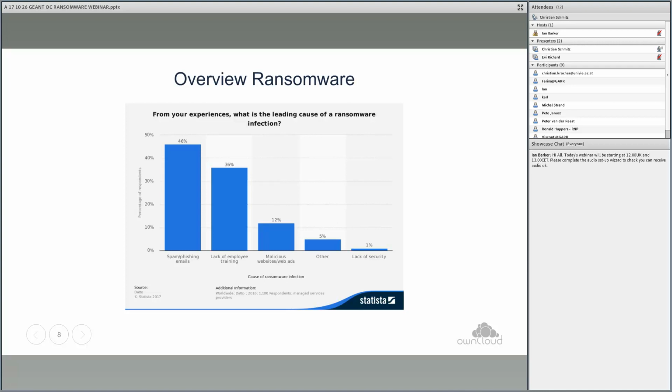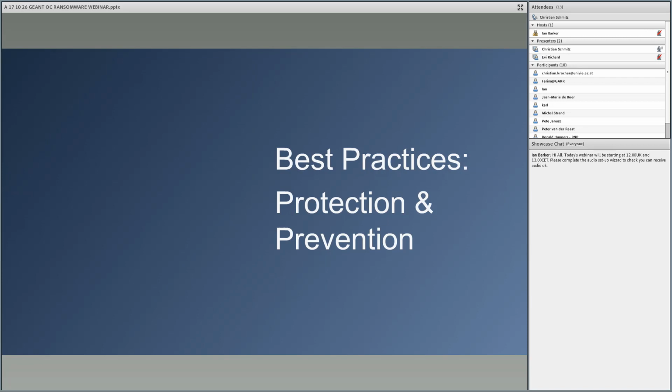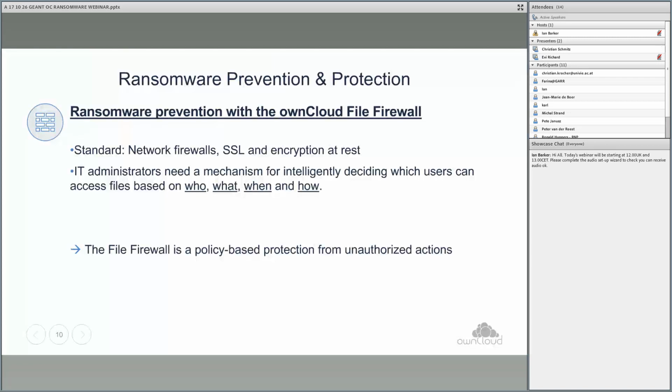So how do solutions come into play here? Generally speaking, the OwnCloud File Firewall is an excellent way to have a policy-based system in place that allows you to decide who, what, when, and how gets accessed and synchronized within the system. This is not related to the normal LDAP or IDP-based authentication and authorization, but it's another layer that sits within the OwnCloud server, and that enforces a policy regardless of everything else.